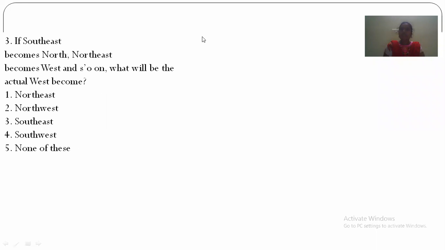Let's take the same thing. Here also they have provided the same previous rules. So north, south, east, west. Now, southeast becomes north.